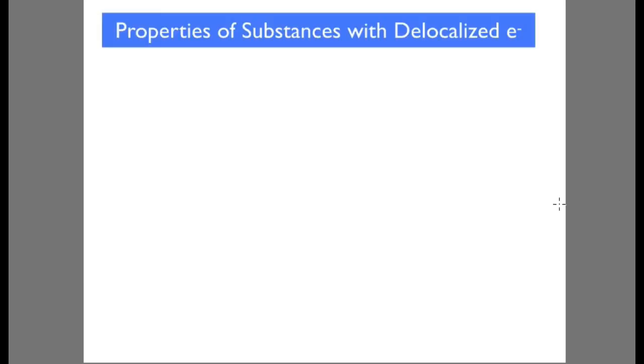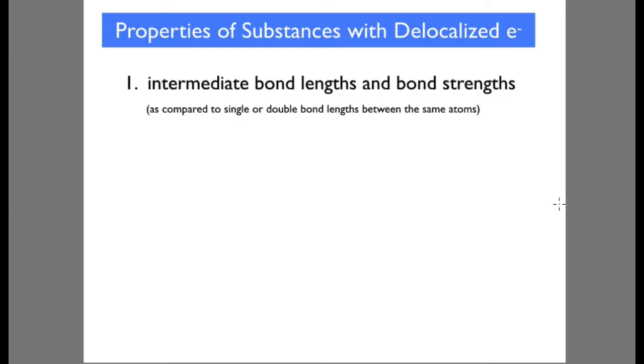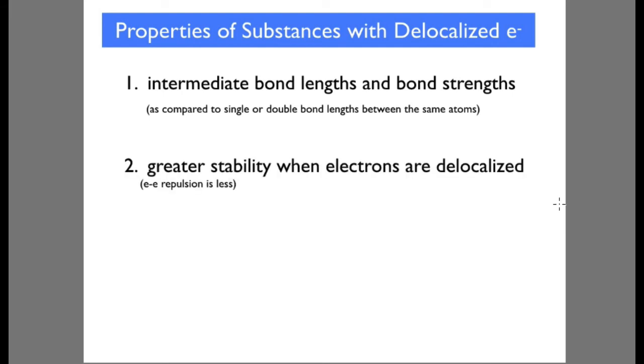So what are the properties of substances with delocalized electrons? Well, they have intermediate bond lengths and bond strengths as compared to a single or double bond length between the same atoms. They have greater stability when electrons are delocalized. The electrons repel each other less. That's all for now.